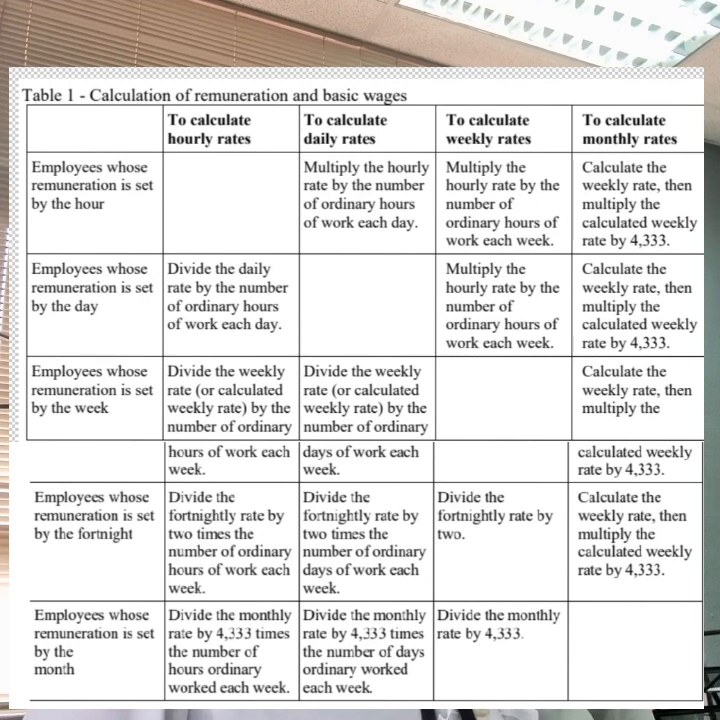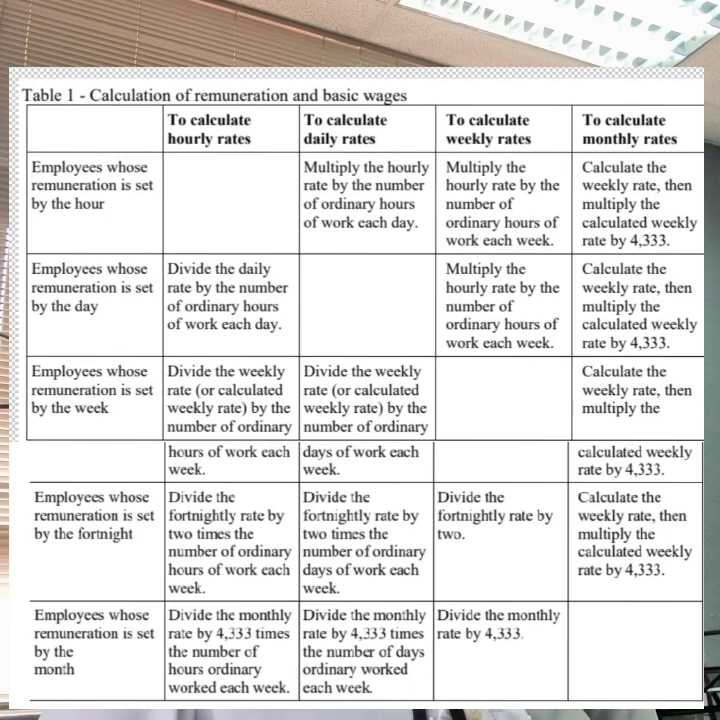For employees whose remuneration is set by the week, divide the weekly rate or calculated weekly rate by the number of ordinary hours of work each week. And to get the daily rate, divide the weekly rate or calculated weekly rate by the number of ordinary days of work each week. And to get their monthly rate, calculate the weekly rate, then multiply the calculated weekly rate by 4.333.